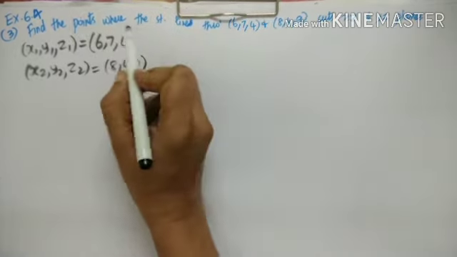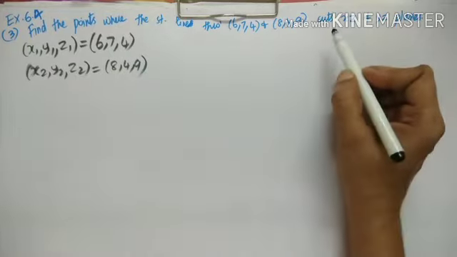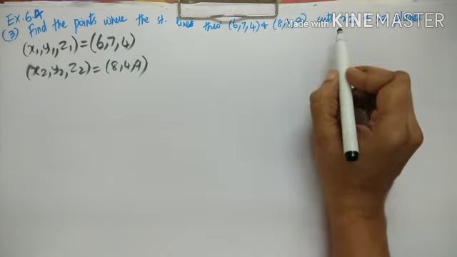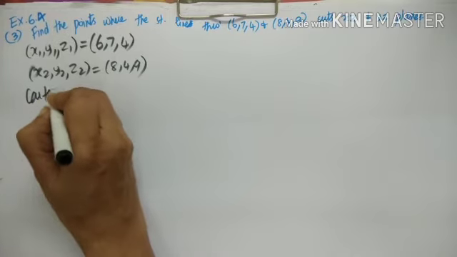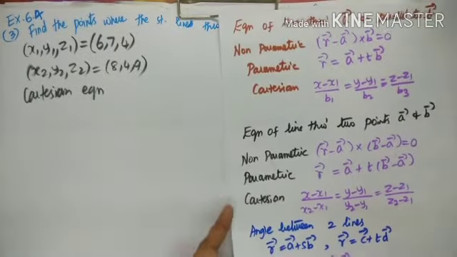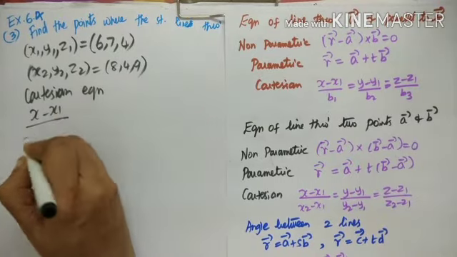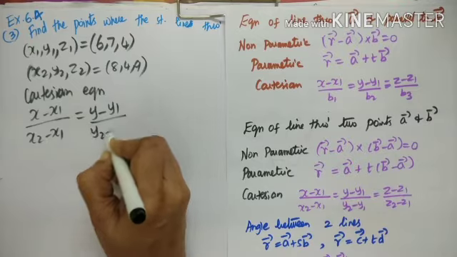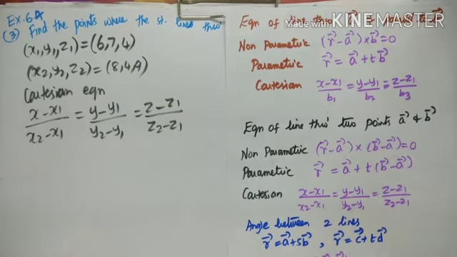They have not asked for parametric, non-parametric or Cartesian. But since the question is about the cutting point with the x, y, z planes, Cartesian would be easier. So what is the Cartesian equation? The formula when 2 points are given: x minus x1 by x2 minus x1 equals y minus y1 by y2 minus y1 equals z minus z1 by z2 minus z1.